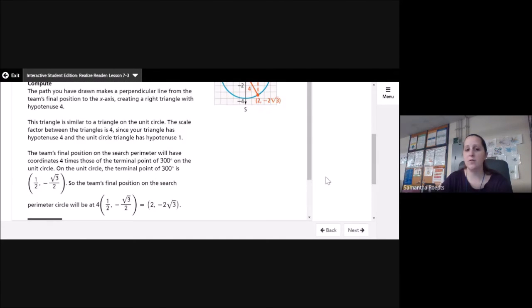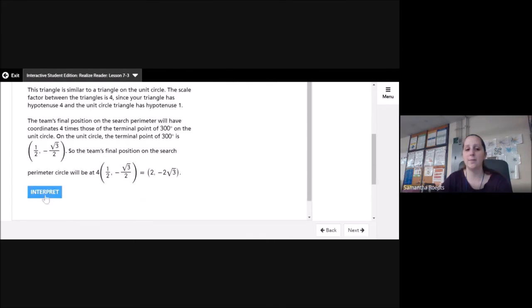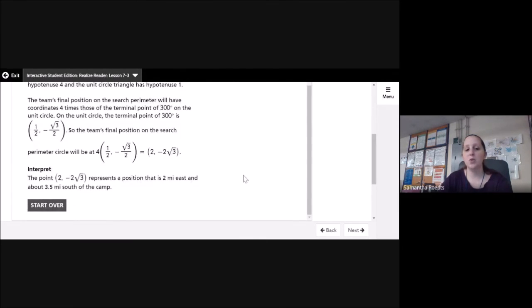So the team's final position on the search perimeter circle will be at 4 times 1/2, negative square root of 3 over 2. When I multiply 4 times 1/2, I get 2, and 4 times negative square root of 3 over 2 gives me negative 2 square root of 3. So the point (2, negative 2 square root of 3) represents a position that is 2 miles east and about 3.5 miles south of the camp, because negative 2 square root of 3 is about 3.5.